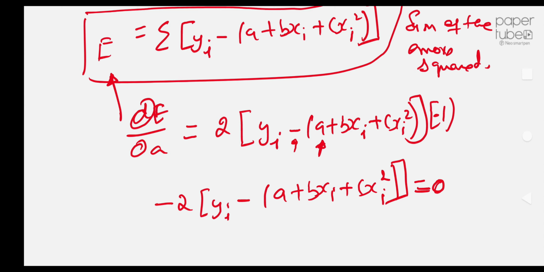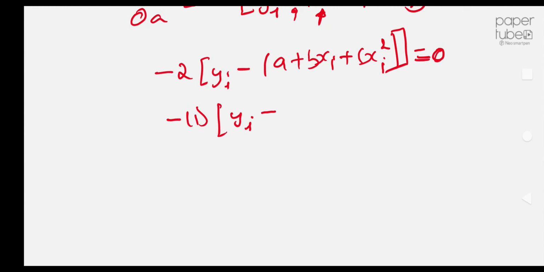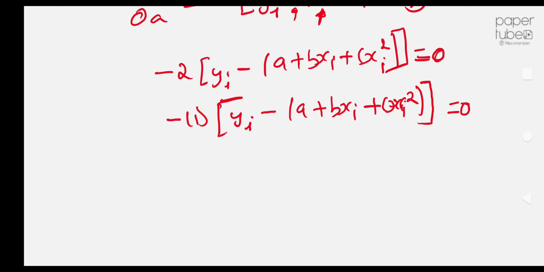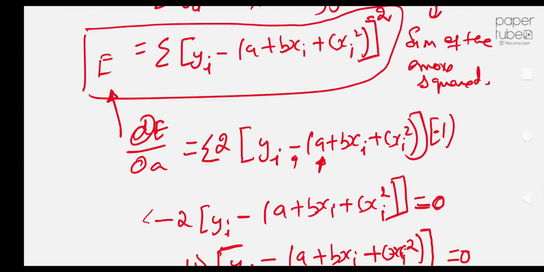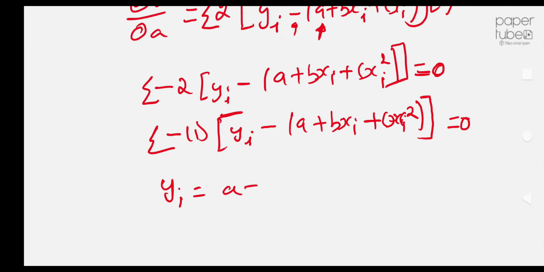You can divide both sides by minus 2, so that makes this equation minus 1 into (y of i minus (a plus b x of i plus c x i squared)), equal to 0. Or simply, I forgot to add the summation sign, so summation here, summation here, and then the summation of y i is equal to the summation of (a plus b x of i plus c x i squared).